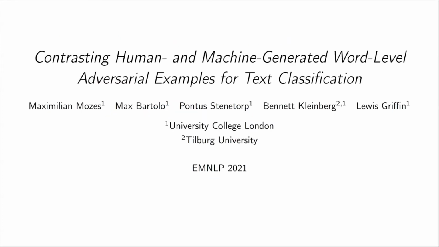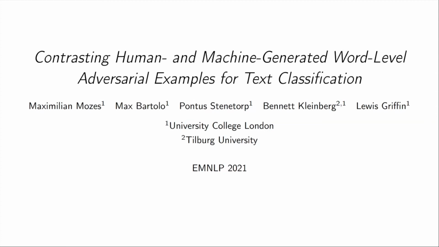And this leads me to the second project that I'll be talking about today, which has the title Contrasting Human and Machine-Generated Word-Level Adversarial Examples for Text Classification. Joint work with Max Bartolo, Pontus Stenetorp, Bennett Kleinbeck, and Lewis Griffin, which we will present at EMNLP later this year.